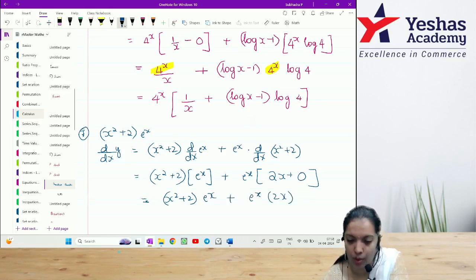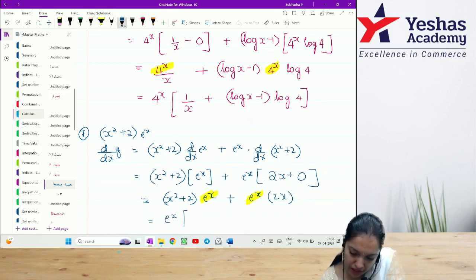2x. What can we take out as common? e power x and e power x. So last step will be e power x of x square plus 2 plus 2x.